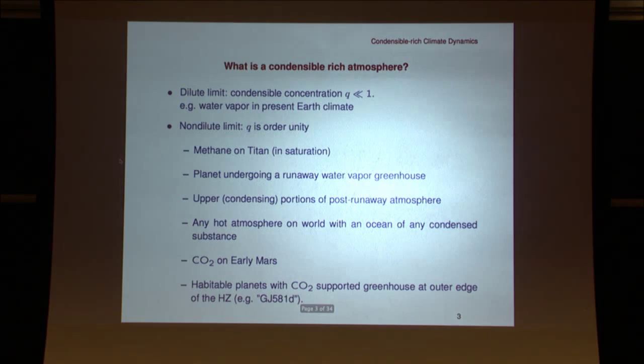So what do we mean by a condensable-rich atmosphere? Well, let's take water vapor on Earth as an example. We can define a specific concentration, grams of condensable substance per total gram of atmosphere, call it Q. The dilute limit is one where everywhere in the atmosphere Q is much less than one. For example, in the present Earth climate, water vapor is a dilute condensable. In the hottest part of the tropics, water vapor might make up maybe 2 or 3% of the atmosphere, so it's not a large part of the mass of the atmosphere. When it rains, it doesn't have a big effect on surface pressure.